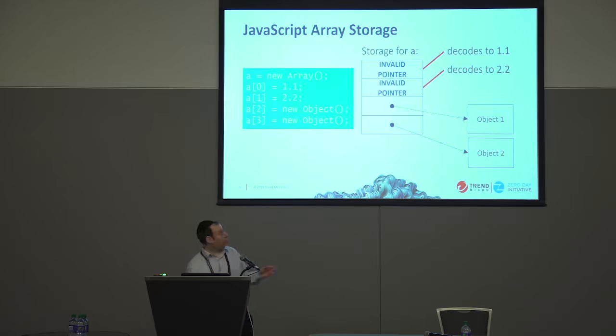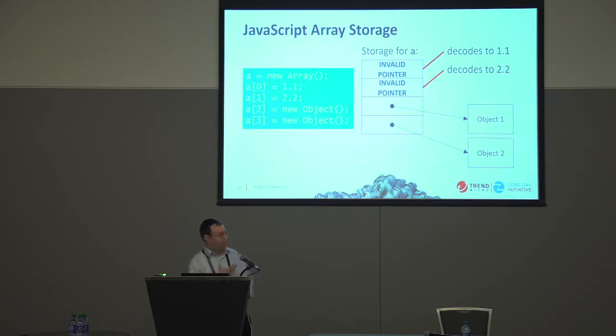But for the first 2 indexes, we need to store the floating point values 1.1 and 2.2 respectively. For these, the engine takes each floating point value to be stored and it encodes it in a special form that is clearly not valid to interpret as a pointer. And those are the invalid pointer values that you see in the first 2 elements.